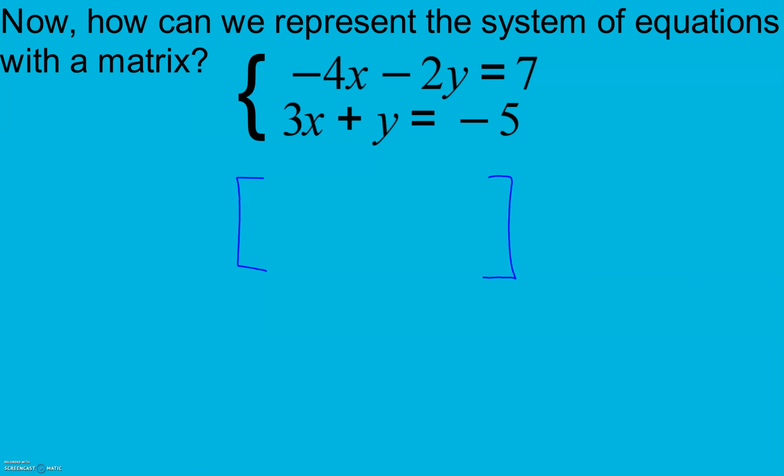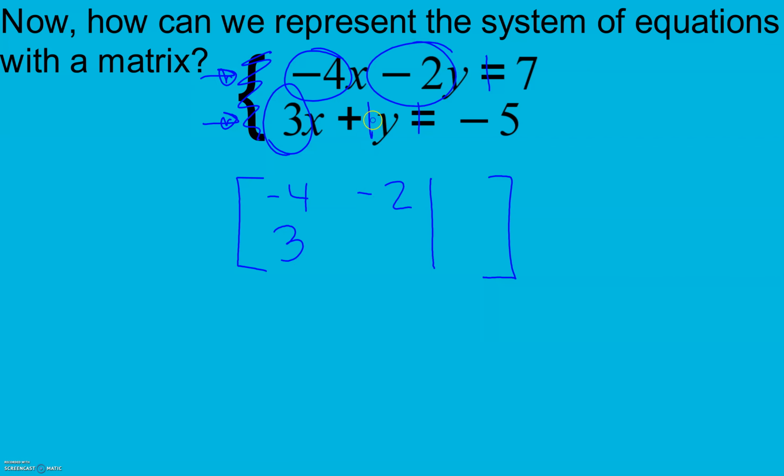I'm going to write it as a matrix, which means instead of the curly bracket, I'm going to put brackets on both sides. Instead of my equal signs, I'm going to put a vertical bar. My coefficients for my x's in my first equation go in my first row, and in my second equation go in my second row. My y's are -2 and 1. And my constants are 7 and -5.